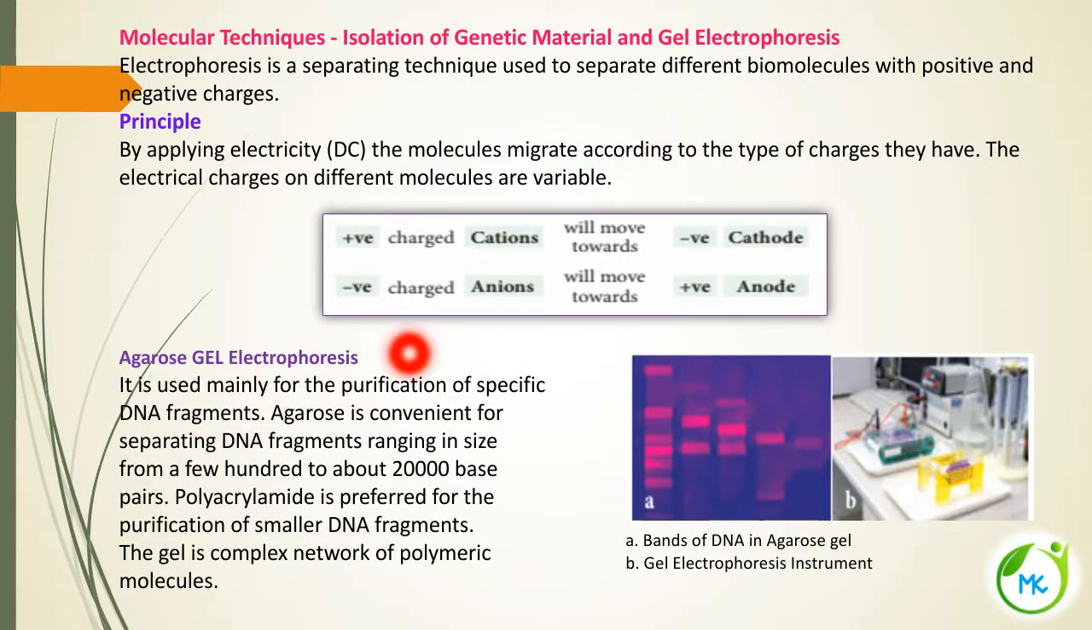In gel electrophoresis, we will look at agarose gel electrophoresis, which is used for the purification of specific DNA fragments. This agarose medium is convenient for separating DNA fragments ranging in size from a few hundred to about 20,000 base pairs. DNA molecules of this size can be separated using agarose gel electrophoresis. Polyacrylamide is also preferred when we are going to purify smaller DNA fragments. The gel is a complex network of polymeric molecules.